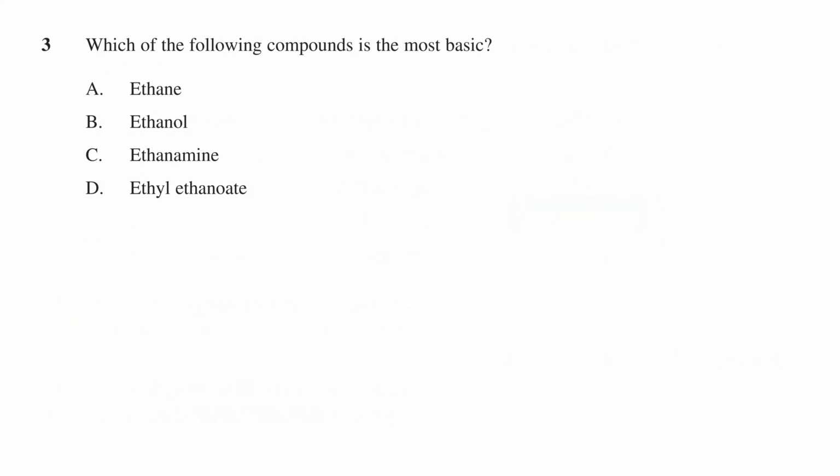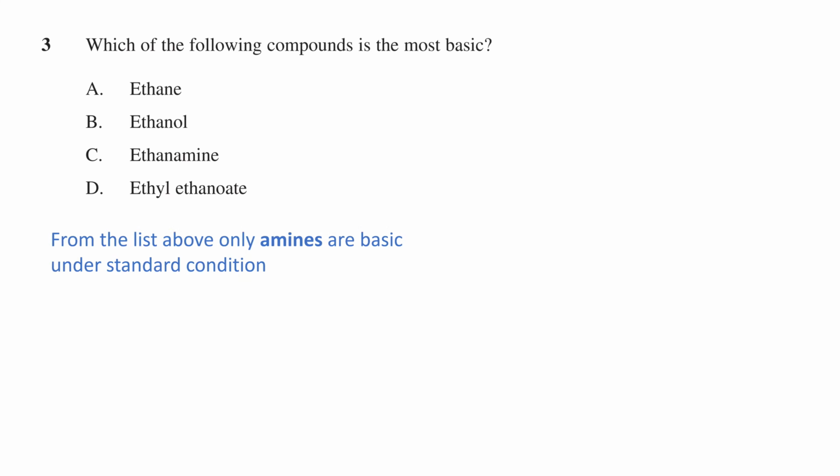Question 3 asks, which of the following compounds is the most basic? This is followed by ethane, ethanol, ethylamine, and ethyl ethanoate as options A to D. If you're familiar with the properties of alkanes, alcohols, amines, and esters, which options A through D represent, then you will know that only amines are basic under standard conditions. Therefore, option C is the answer. However, to get a better understanding of how this comes about, we can investigate each molecule.